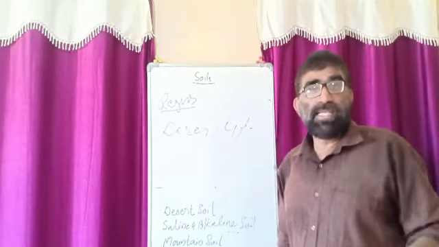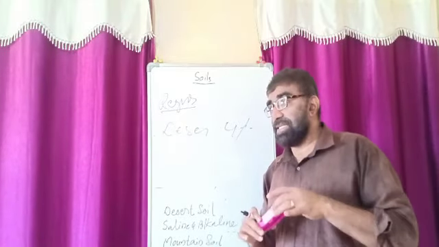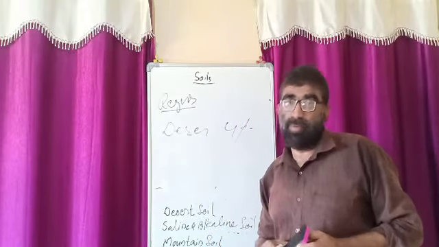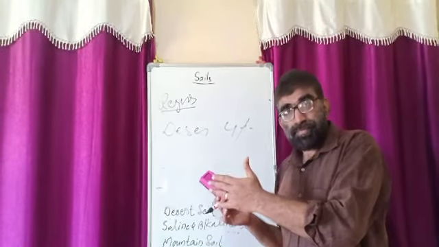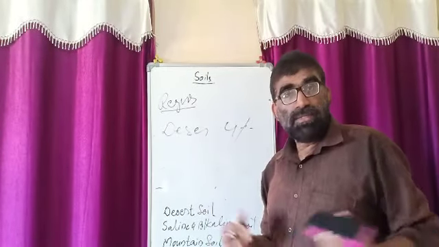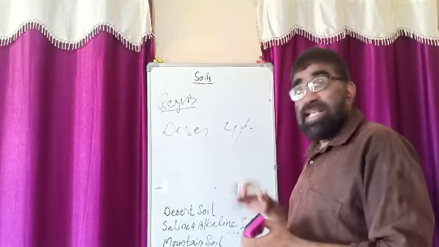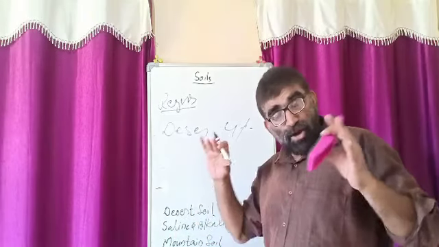Desert soil is found in arid and semi-arid regions. It is sandy in structure, so it is porous and it will not retain moisture. Then it is saline. Many salts are found here, and it lacks organic matter or humus because there is no rainfall and a lack of vegetation.